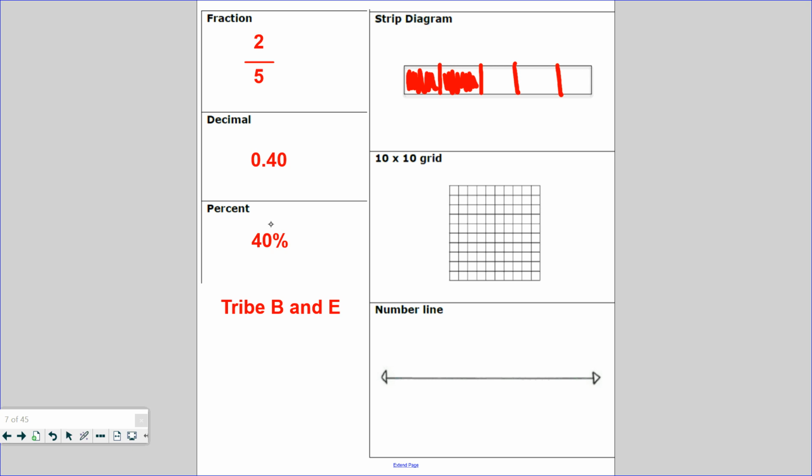Isn't that less than half? Because I know 50% is right here, so that's 40%. Nice. So this is how you represent it. So 40% is less than half, or 50%.